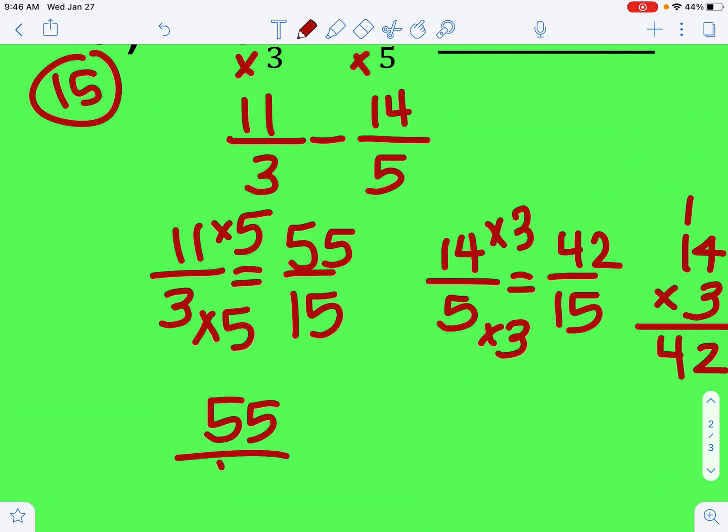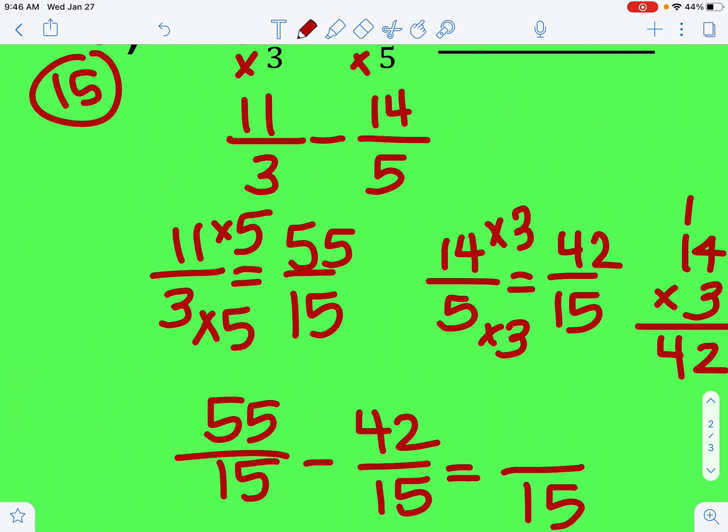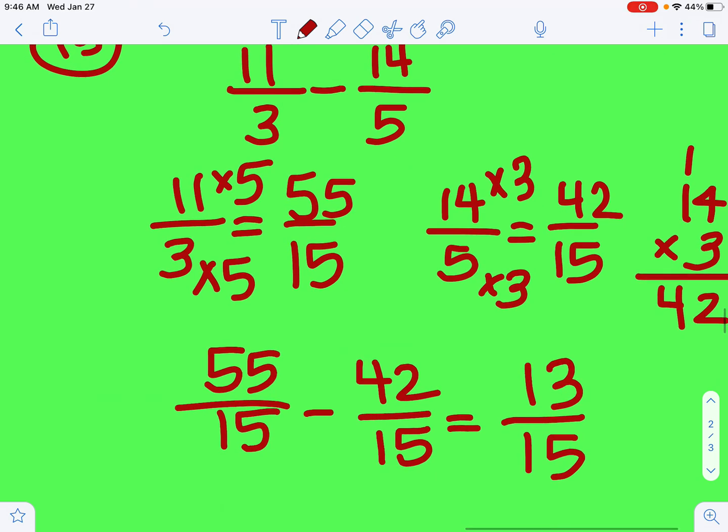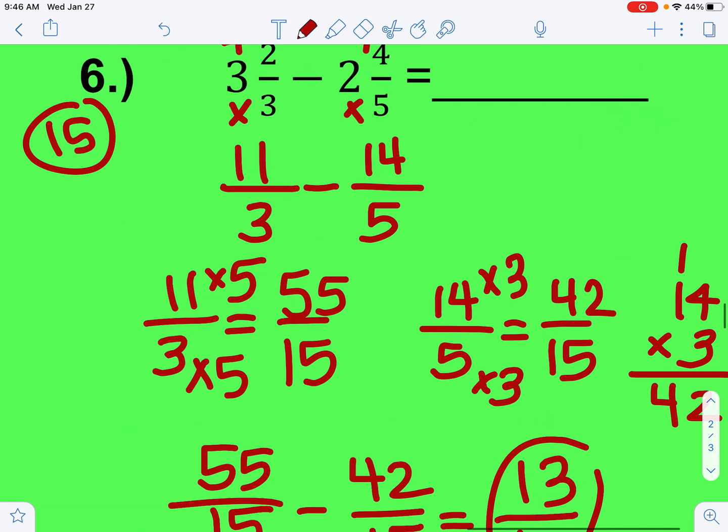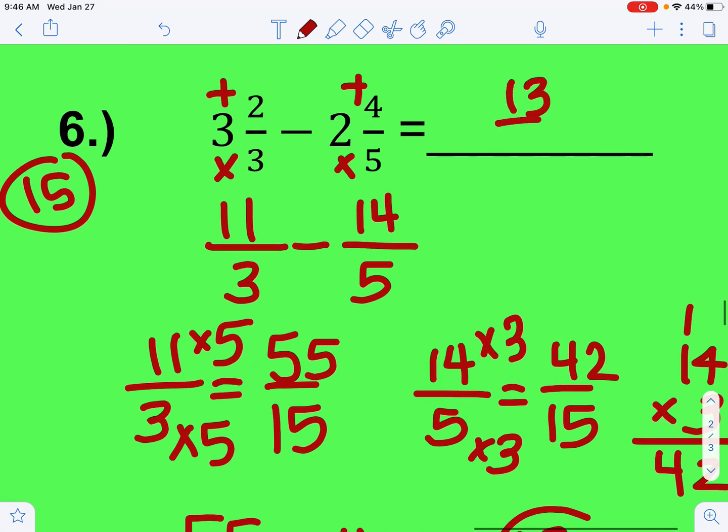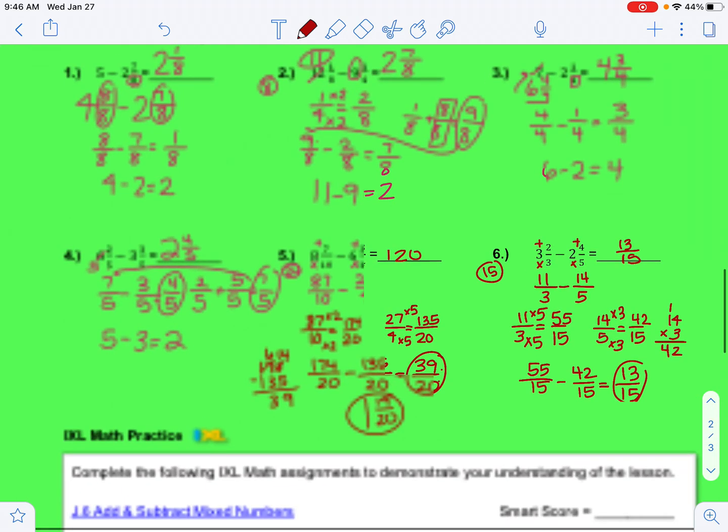Alright, now we need to subtract them, so we're taking 55 over 15 minus 42 over 15. Well, our denominator stays a 15. 55 minus 42 is 13. And we cannot simplify 13 over 15, so that is just simply our answer.